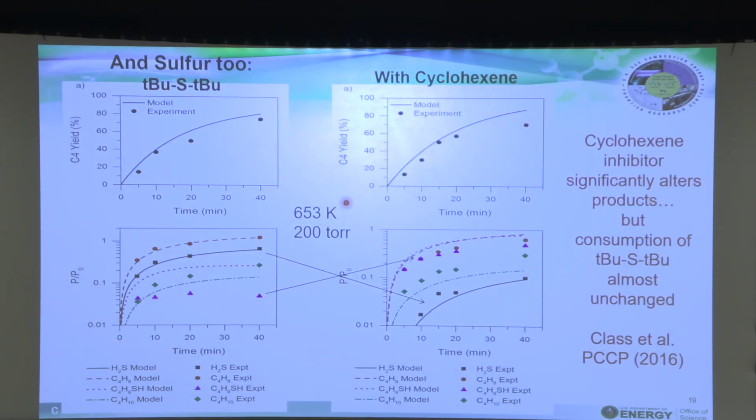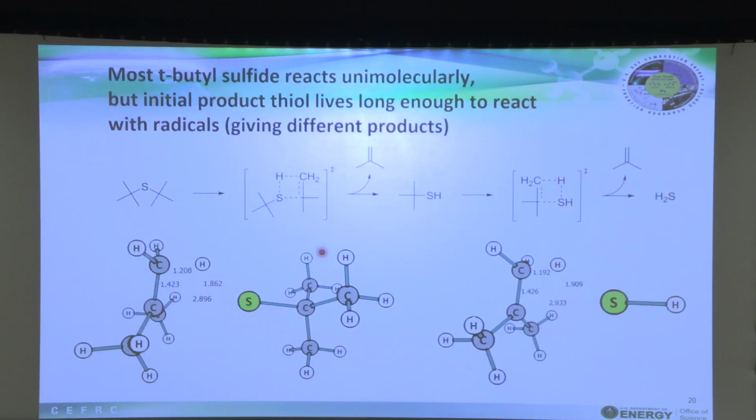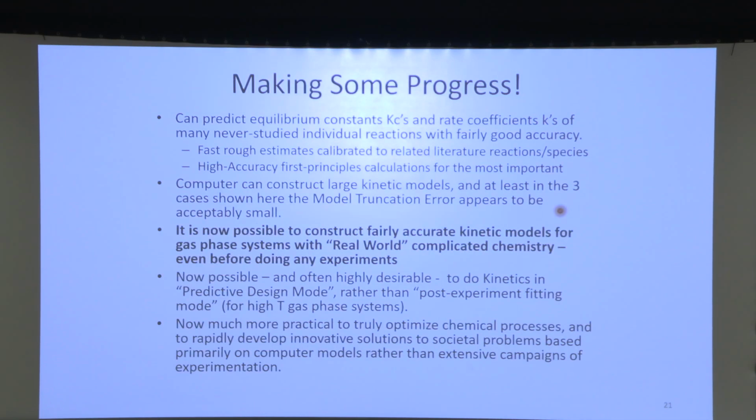We can do things with sulfur. So here's like a dibutylated, I don't know what you call this, ditertiary butyl sulfide, cyclohexene, all kinds of stuff. And you can, again, explain what's happening in the sulfur compounds, where it's happening, and why you make H2S and so on. So I'd say overall, we're making some progress.